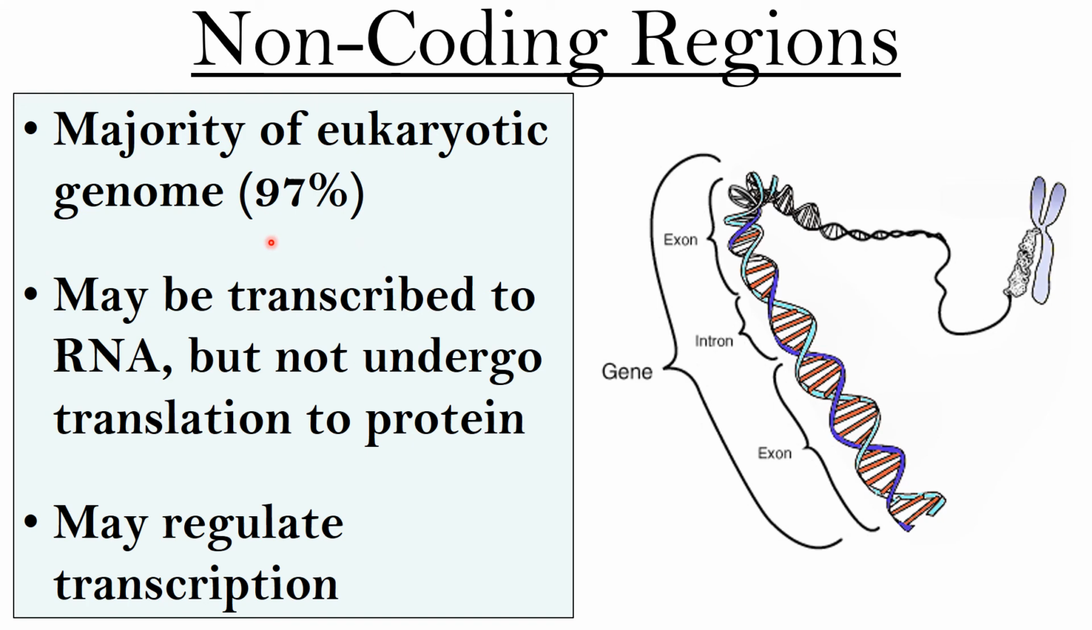What might happen to it? So it could be transcribed into RNA, but not undergo translation to protein. So that's your introns, and they might also have a role in regulating transcription. So somehow they help produce the RNA. They've got some role there.